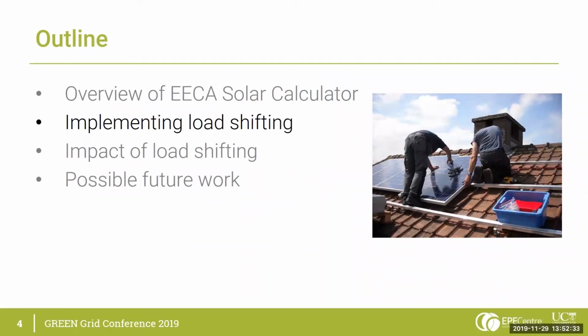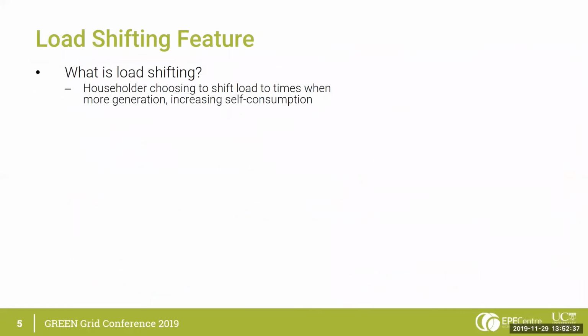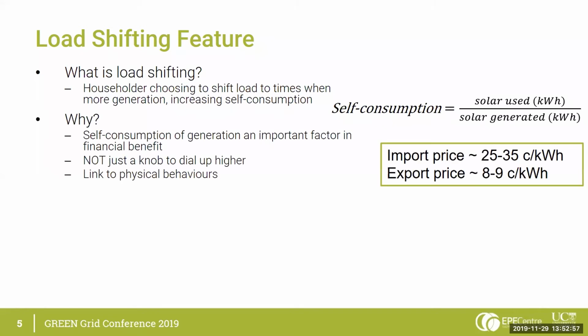So next I'll look at how load shifting was implemented. But firstly, what is load shifting? Well, this is a householder choosing to use load at a time when you're expecting to have more generation to increase your self-consumption, and that's because you get a lot better value. So what we mean by self-consumption is the amount of solar you use from what you generate. So it's really about minimising that export to the grid.